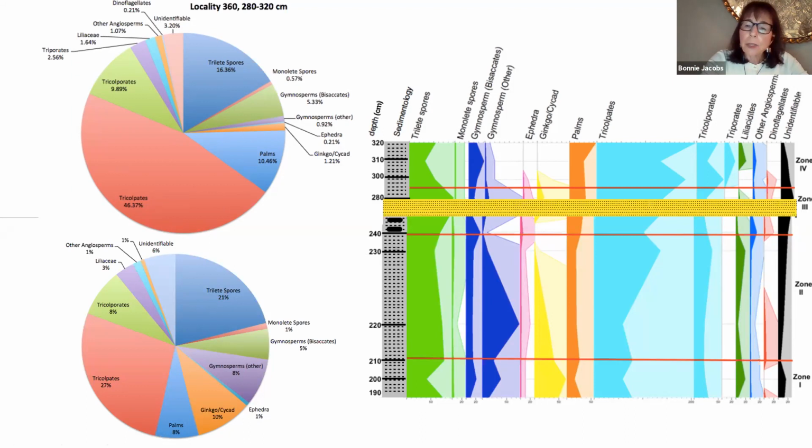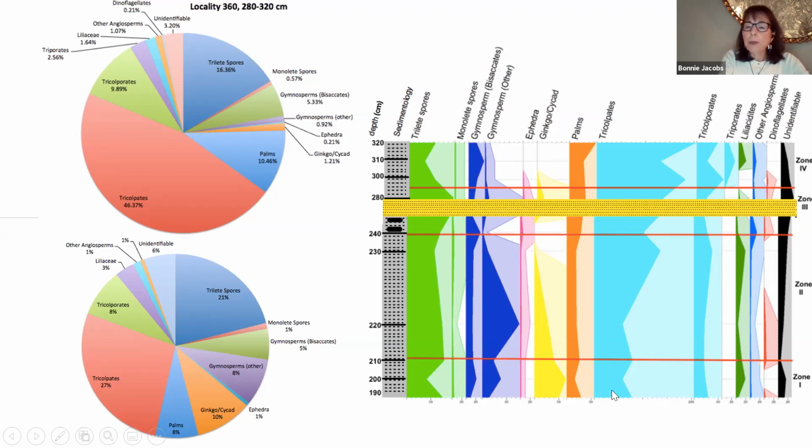So if we look at the section laid out this way, this puts all the different pollen types in columns, and it shows them in their relative percentages per horizontal sample. And so here, let's just focus on tricolpates. That's the kind of pollen that angiosperms produce. That's one of the kinds.